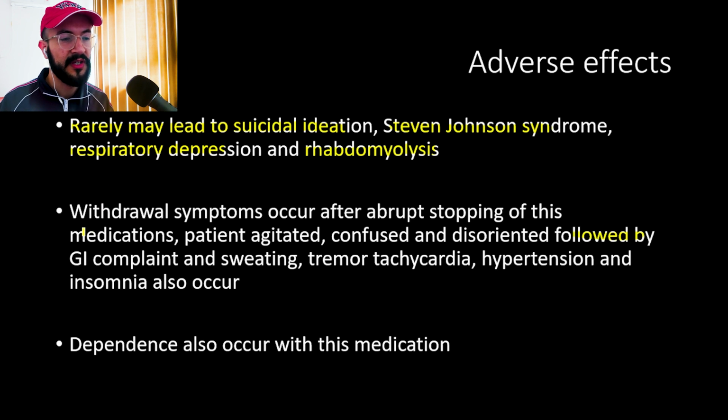Now, long-term use of the gabapentin is associated with withdrawal symptoms that occur after abrupt stopping of this medication. So if the patient is on gabapentin for a long time and we stop it abruptly, the patient will get withdrawal symptoms in form of agitation, confusion, disorientation, gastrointestinal complaints, sweating, tremor, tachycardia, hypertension, and insomnia. And dependence also occurs with this medication due to the physiological adaptation of the central nervous system to this medication.